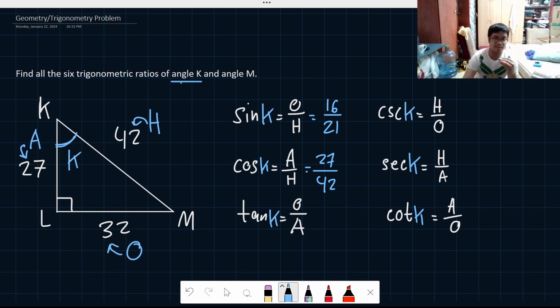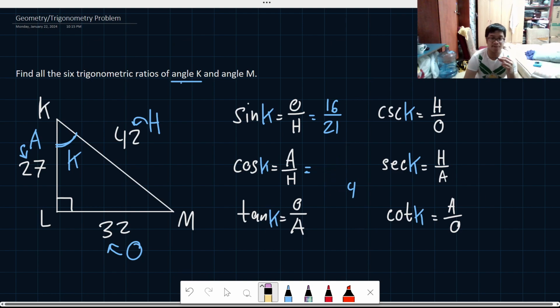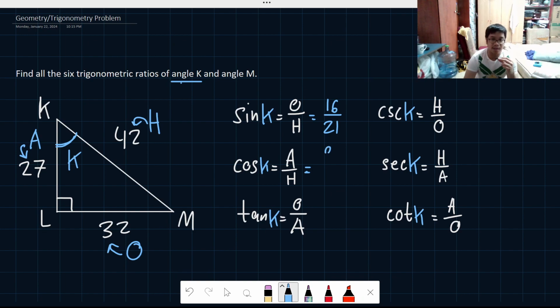Yes, it is in fact divisible by 3. So these two numbers are divisible by 3. 27 divided by 3 is 9, and 42 divided by 3 is 14. Therefore, instead of writing 27 all over 42, we can simply rewrite this as 9 all over 14.